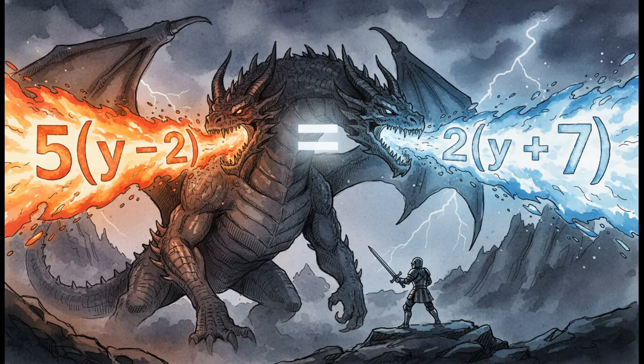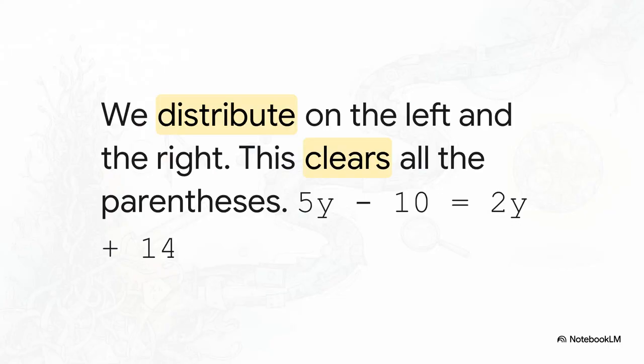All right, you ready? Time for the advanced level, the true boss fight. This beast has distribution on both sides of the equation. But don't you worry, the checklist, it works exactly the same. Step 1 is distribute. We just have to do it twice.